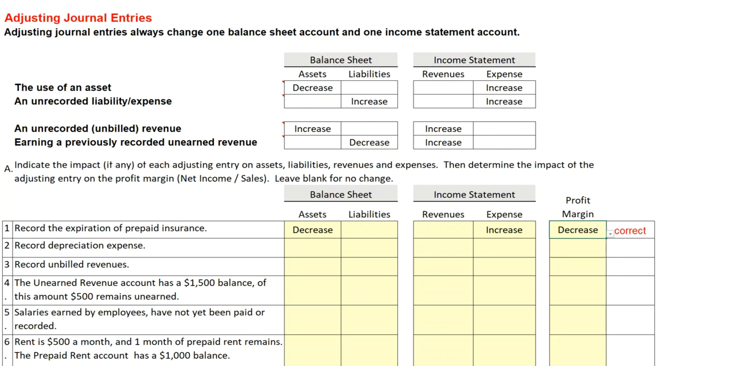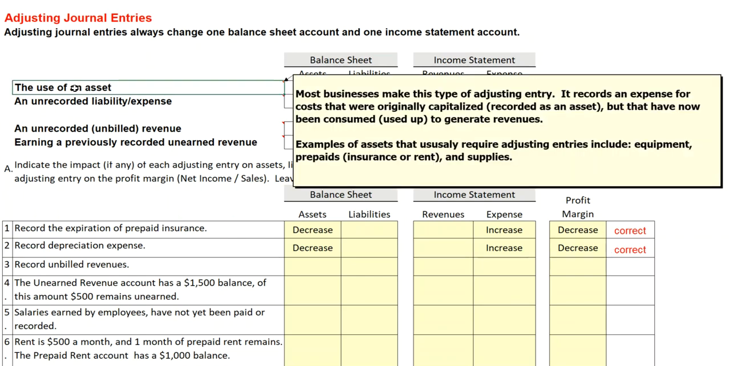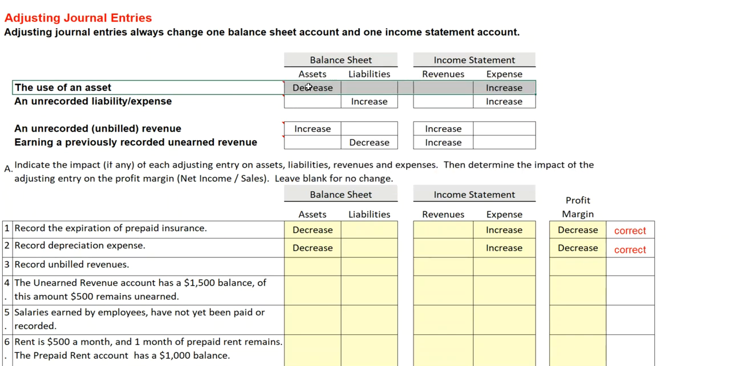How about the recording of depreciation expense? Again, depreciation expense is how we allocate or match the cost of plant, property, and equipment with revenues. So as we use our assets to generate revenues, we're going to want to record a decrease in our asset and, of course, an increase in our expenses. And this adjusting entry, again, would decrease our profit margin. By the way, these are examples of the first type of adjusting entry, the use of an asset, and most businesses make that type of adjusting entry, the decrease in an asset and recording an expense.